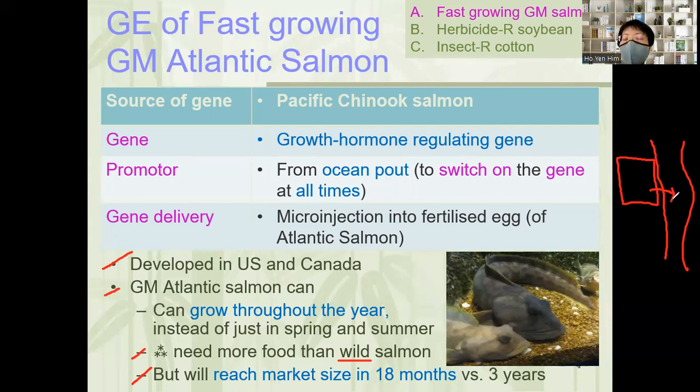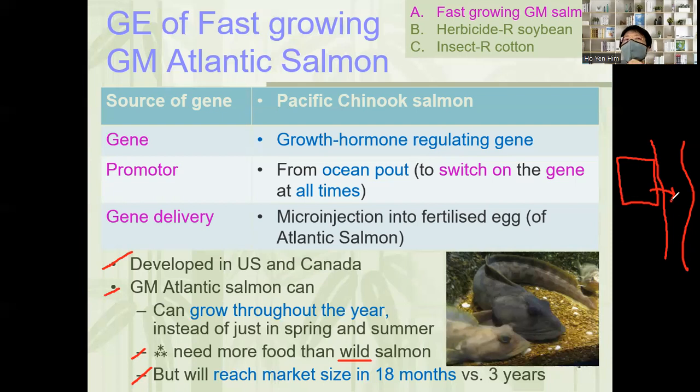Now, our main concern is what happened when it escaped to the wild? Can it contaminate the wild species, the wild salmon or not? Contaminate means, will this gene be transferred by fertilization when the mating occurs? So will it be transferred through mating to the next generation?